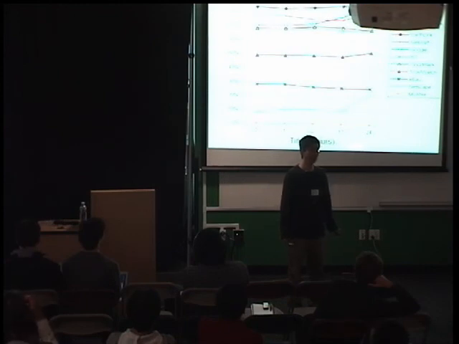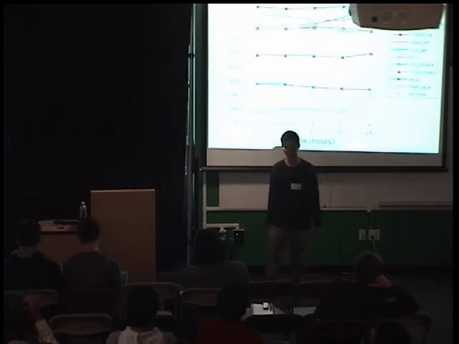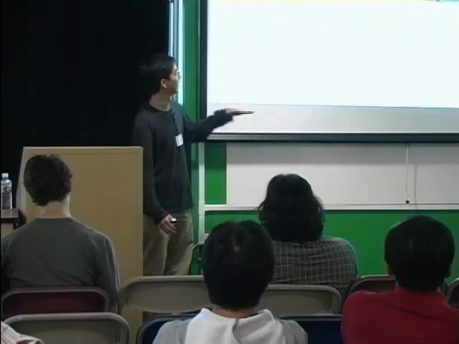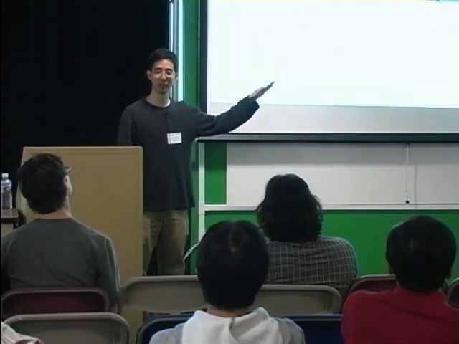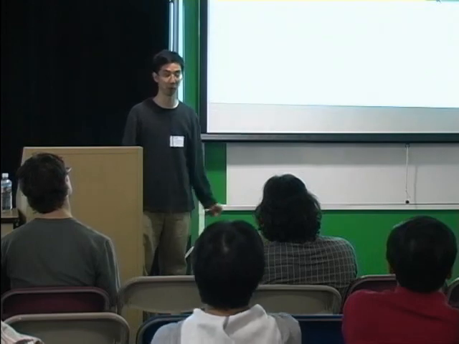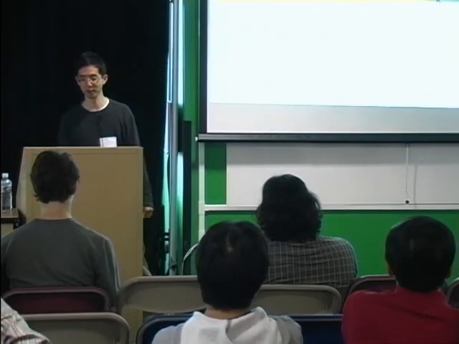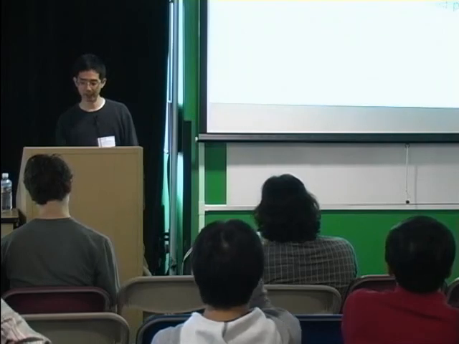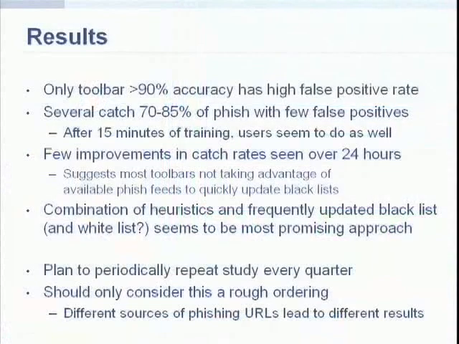Yes, that's what we believe. But the problem is that a lot of these are sort of like black boxes, so this is more of our conjecture as to how they work. So we're trying to reverse engineer them. So the question is whether the uptake is really because of using the available phishing feeds? And we believe so. Let's see what else. So it seems like a combination of heuristics and having a frequently updated blacklist is probably the most promising approach.